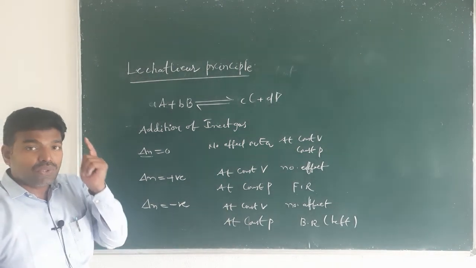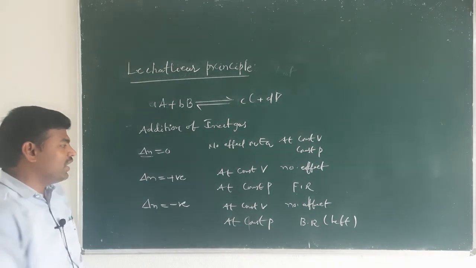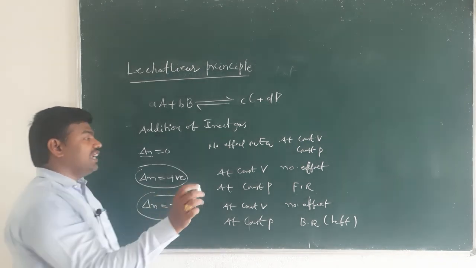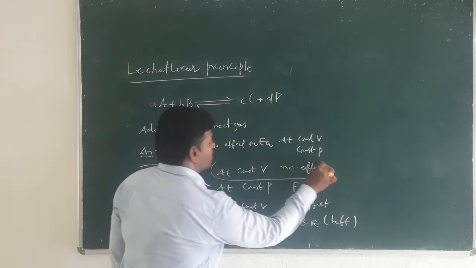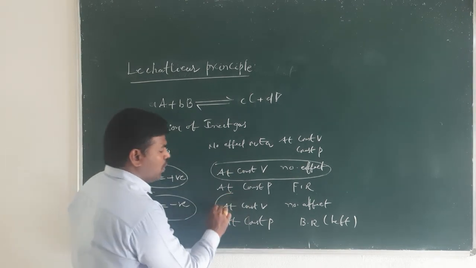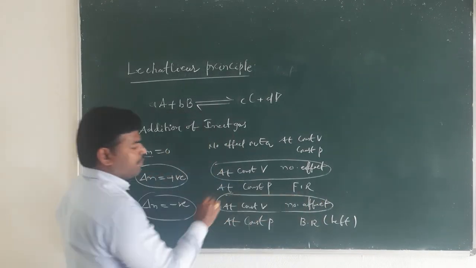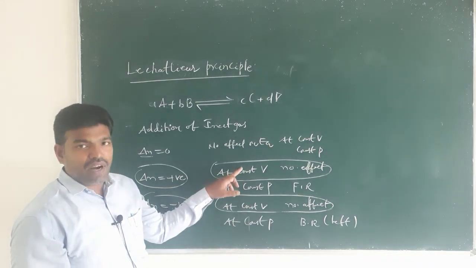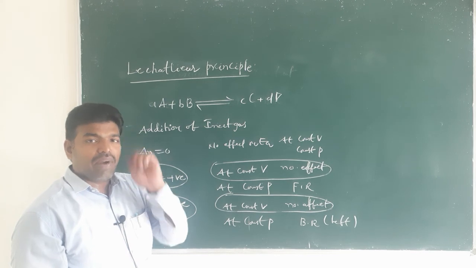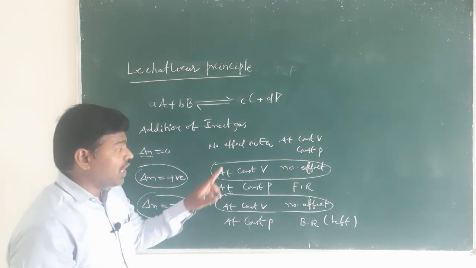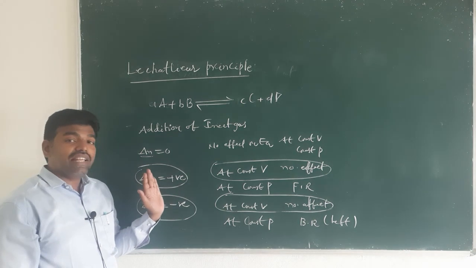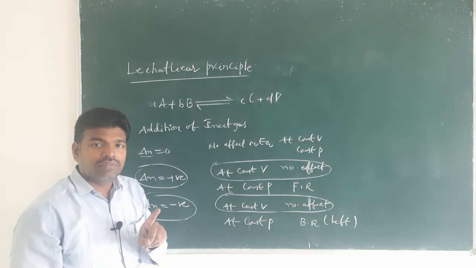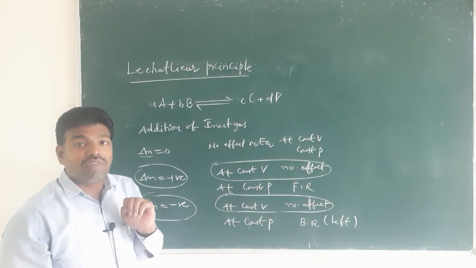One thing you should remember is that when delta n is positive or delta n is negative, at constant volume there is no effect on equilibrium by the addition of inert gas. Keep this point in mind, because at constant volume, whether delta n is positive or negative, there is no effect on equilibrium by the addition of inert gas.